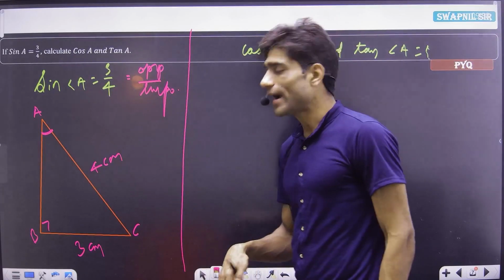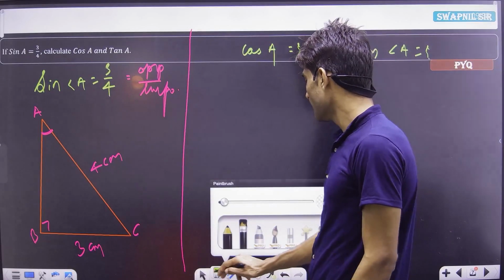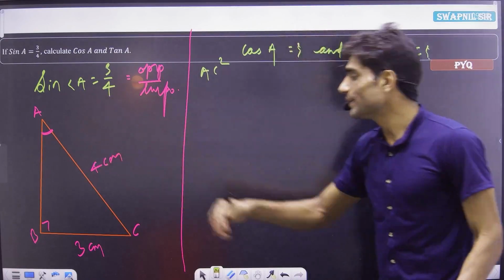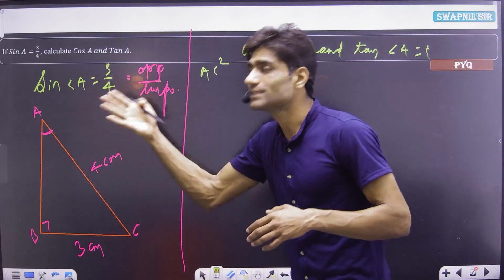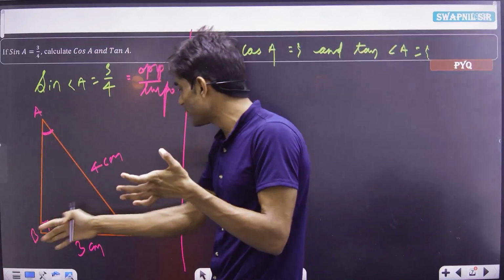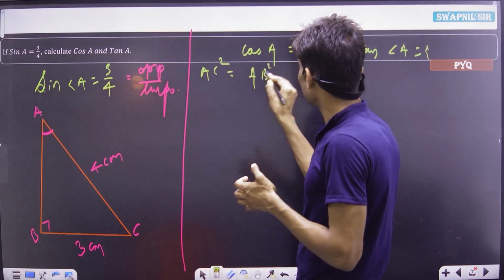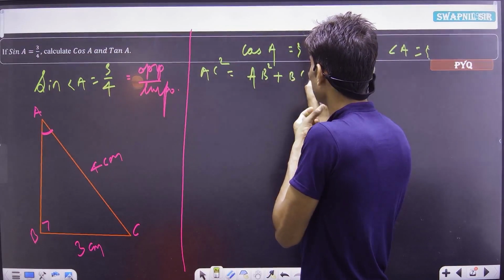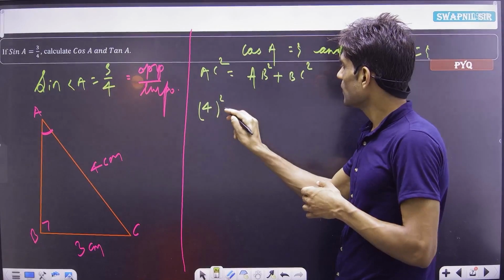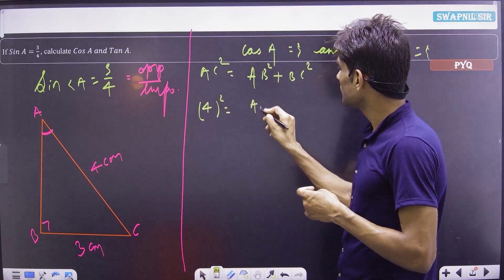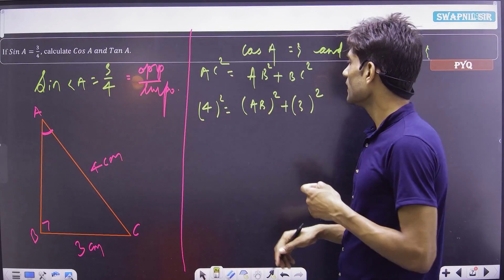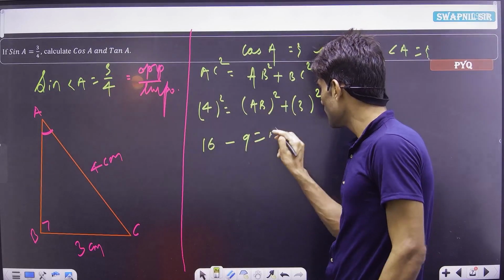So let's apply the Pythagoras theorem in order to get the solution. The Pythagoras theorem says that hypotenuse square, that means AC square, is equal to the addition of the remaining two sides' squares, that means AB square plus BC square. So AC square, which is 4 centimeter square, is equal to AB square plus BC square, which is 3 square. So 16 minus 9 is equal to AB square.